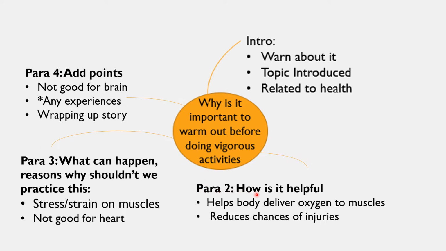For paragraph 2, the main point here is how is it helpful, and I've added some supporting details. How is warming up helpful? It helps the body deliver oxygen to muscles. All the sentences I wrote here are in short form. Later in my essay, I'm going to restructure them properly. The second point here is it reduces chances of muscle injuries. I've just written injuries here because I don't want to spend so much time on planning.